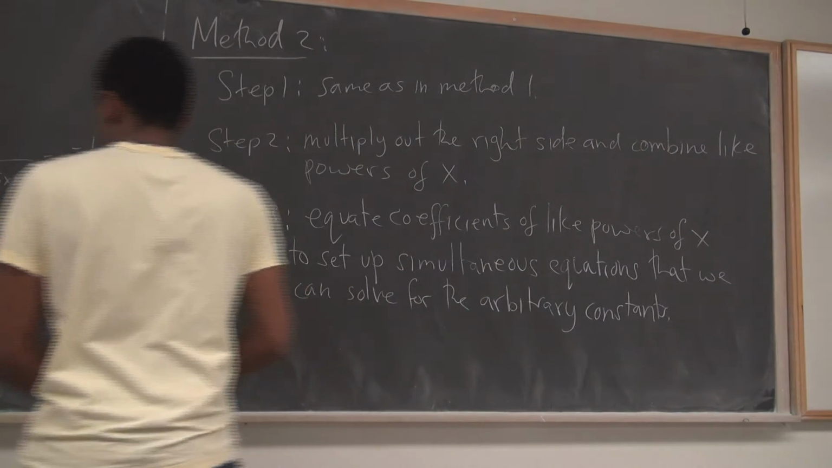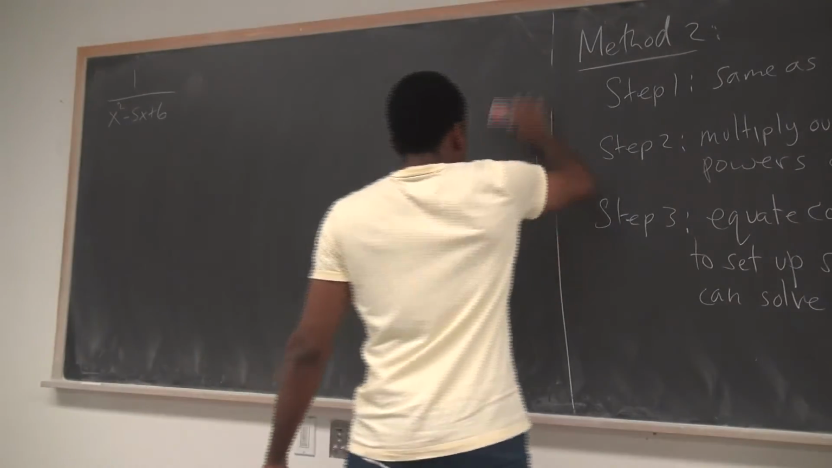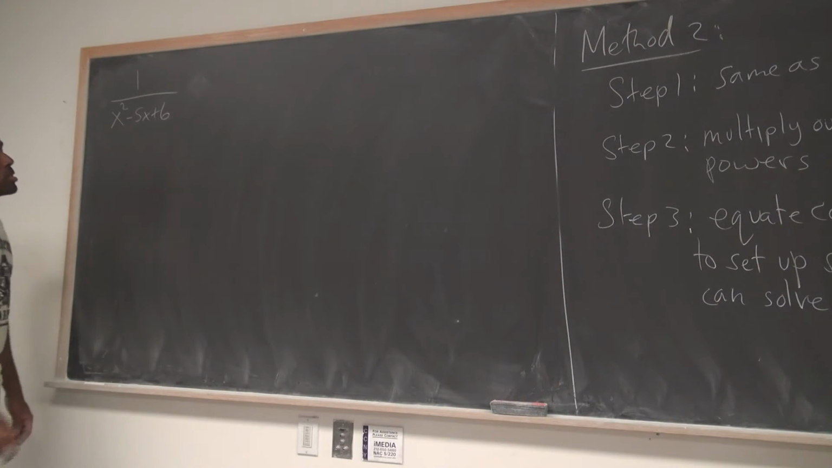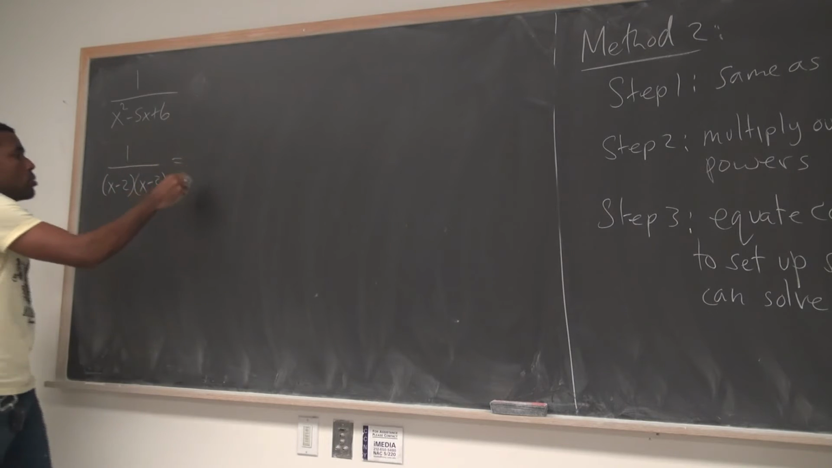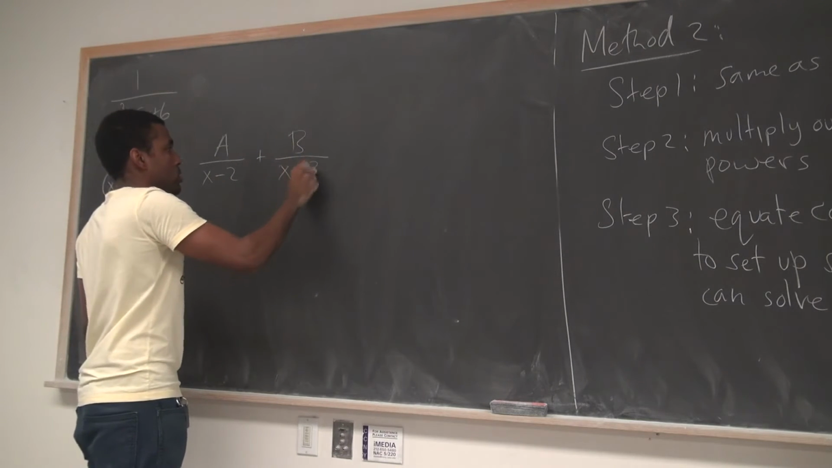Okay, let's see method 2 in action. Let's do it on this same one so you can compare. Did you guys get this? Yeah. So let's do method 2 on this guy. You realize that this is just x minus 2, x minus 3. We break this up into A over x minus 2 plus B over x minus 3.